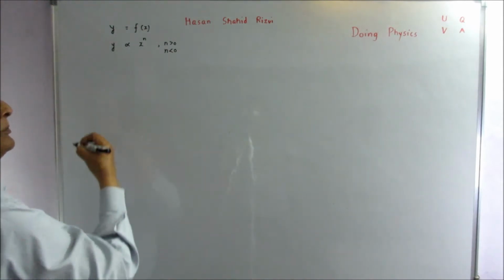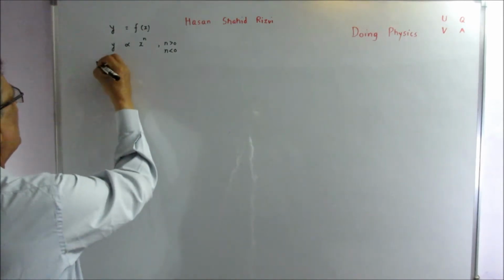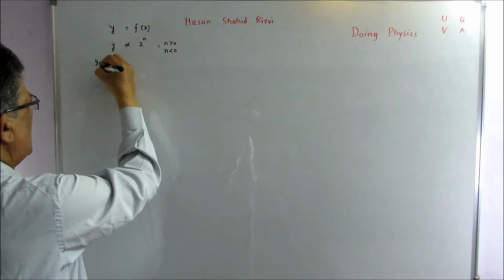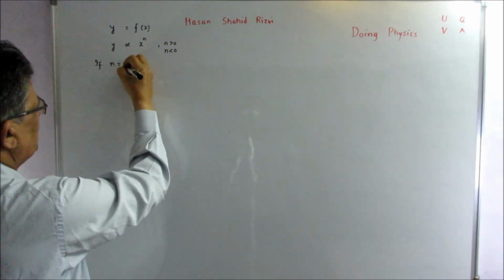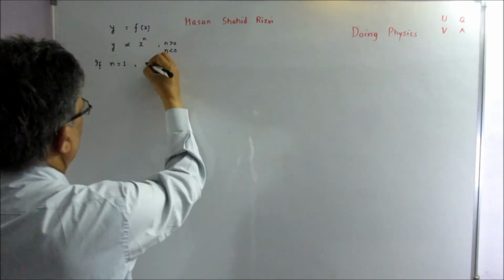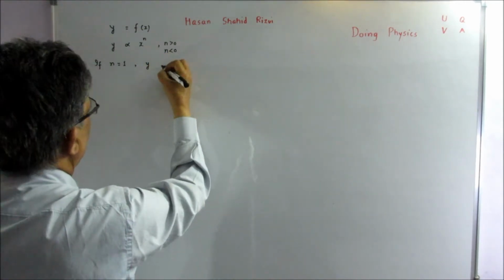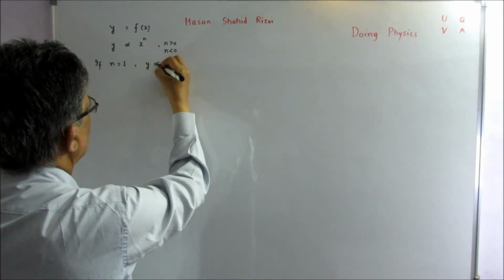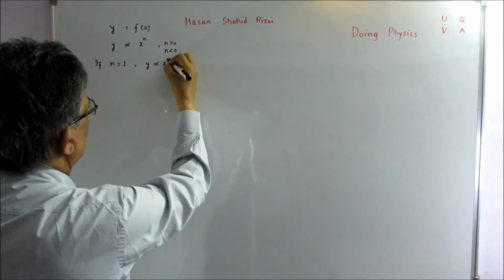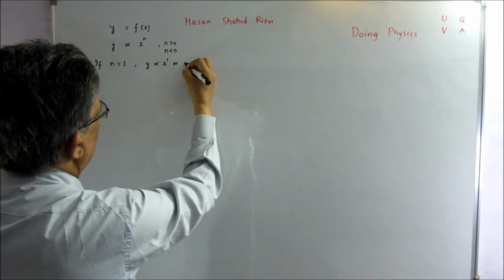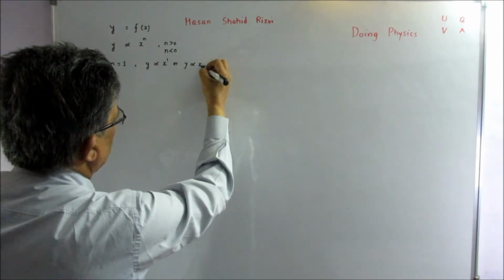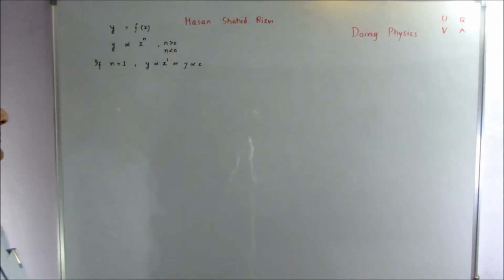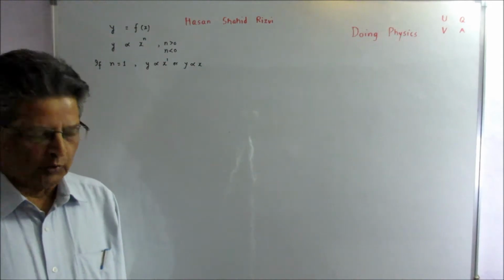For example, if I put n is equal to 1, then this simply becomes the function that we have already discussed. Y is proportional to x to the power of 1, or y is simply proportional to x. The linear system which we have talked about before.